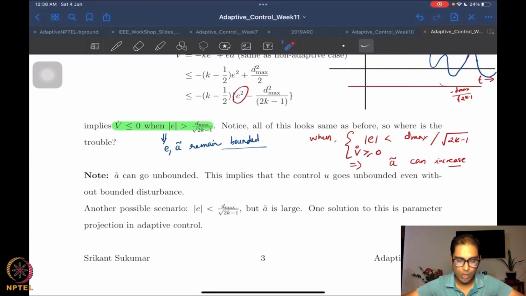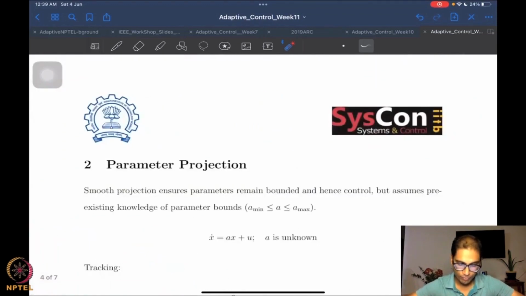Now, one of the things that's an obvious solution to this problem is that if you know some bounds on your parameter values, you want to make sure that you search only within these bounds. Therefore, your estimates just evolve in between these bounds. And the process of doing this kind of adaptation is called parameter projection in adaptive control. All right. So again, there are several ways of doing parameter projection in adaptive control, and we will focus on one particular way right now, and that's where we start today.